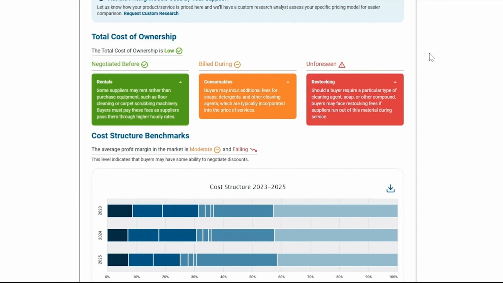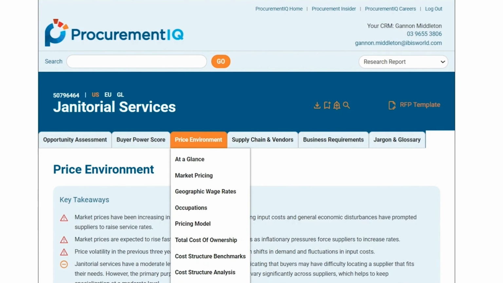It's important to remember that none of ProcurementIQ's research exists in isolation. Everything's connected, right? As important as our price environment chapter is, you'll need to use other parts of the report to fully understand your TCO, like our supply chain and vendors chapter.